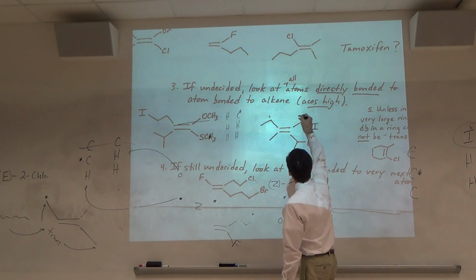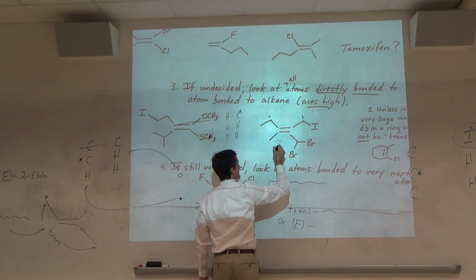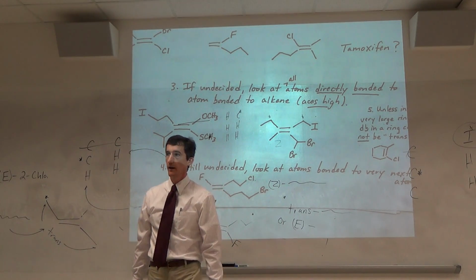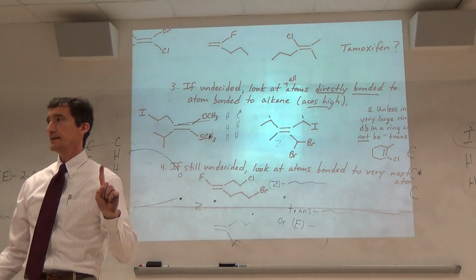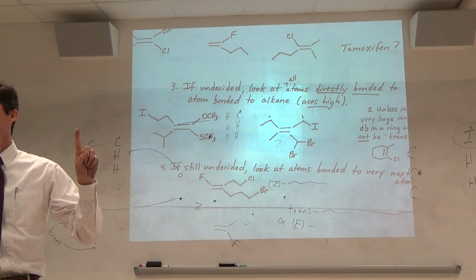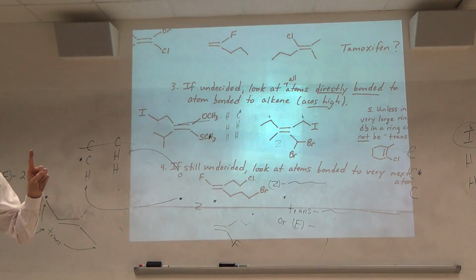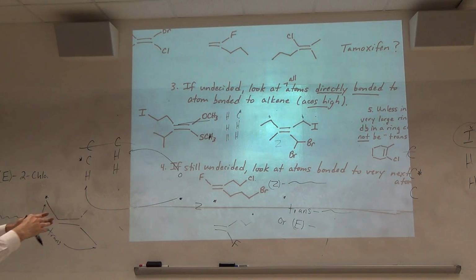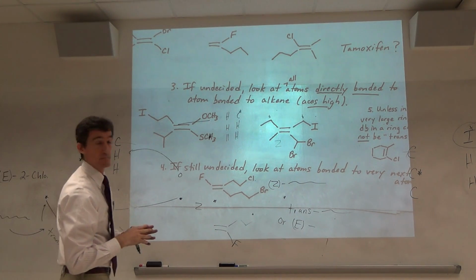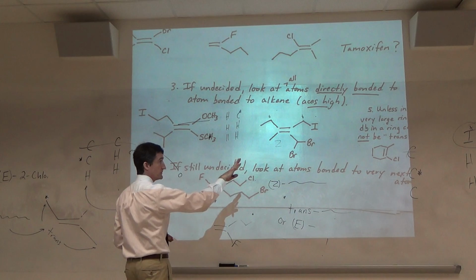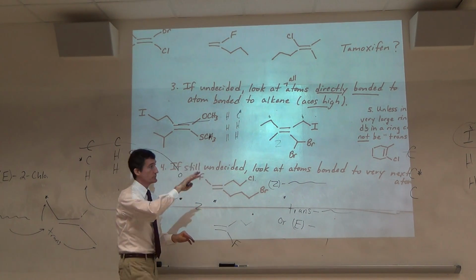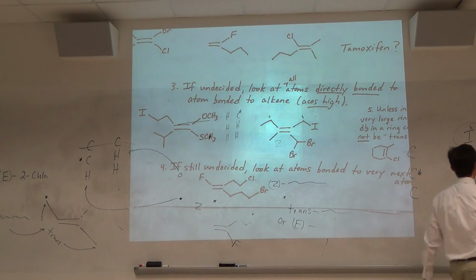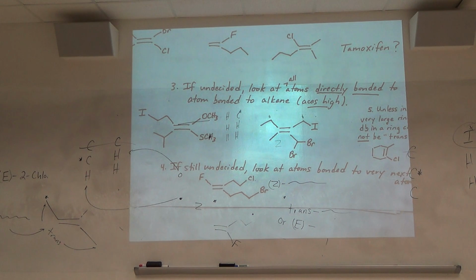Okay? They're on the same side, that's Z. 1 iodine beats 2 bromines. 1 iodine beats 3 bromines. You do it like I did it right there. So you list the heaviest ones first? Yeah, when you list what's bonded, list the heavy ones first, because we're not adding them up. We're not saying this adds up to higher than that. It's like aces high. IHH beats BrBrBr.